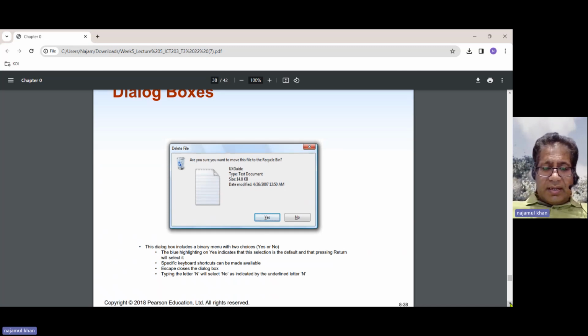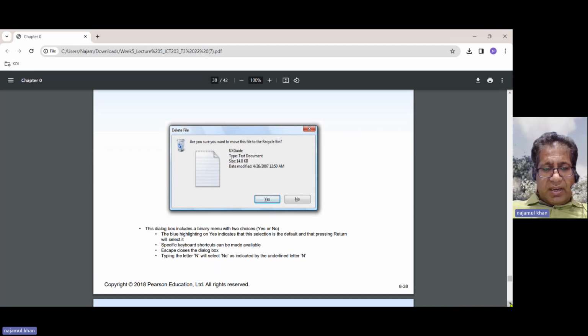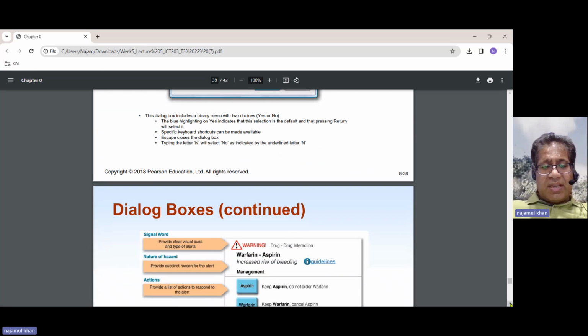Well, that's some of the information here. A yes/no option is good. I like that, and I think everybody does. You don't have too many options. A yes/no option is easy. Two choices are, of course, easier than three or four or five choices. Okay, dialog boxes.